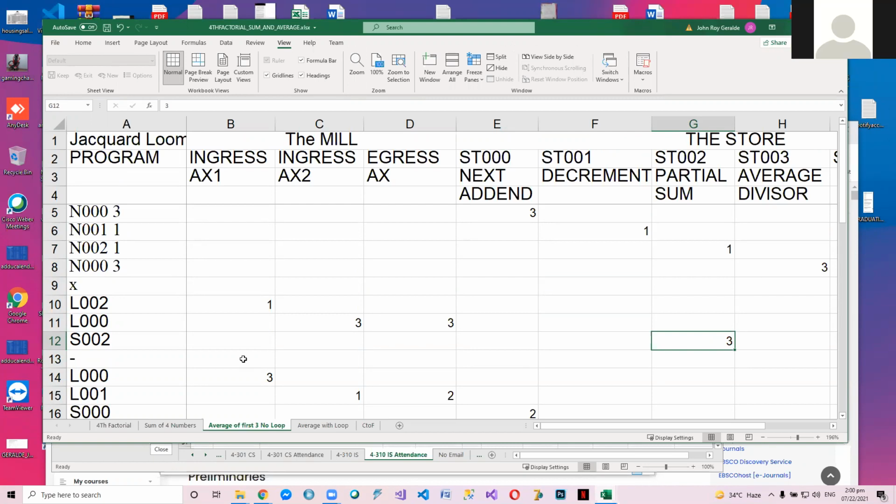Student: Why is 3 the average divisor, sir? The divisor is 3 because there are 3 numbers. Student: So it's specifically for this problem only, sir? It can't be used for other numbers? Yes. If you are going only for 3, do you follow? This is without loop. This can only be used to compute the average of the first 3 numbers, not the average of any set of numbers.